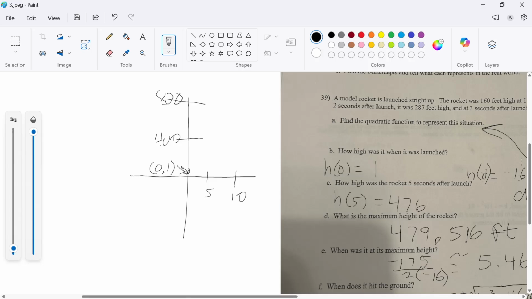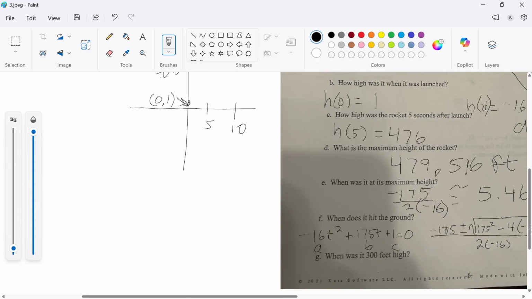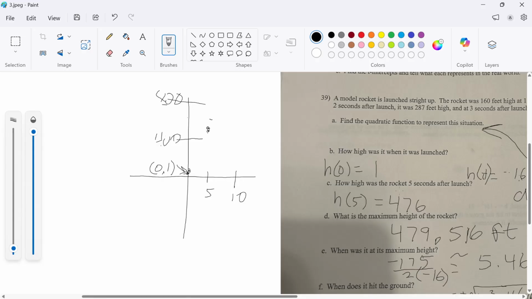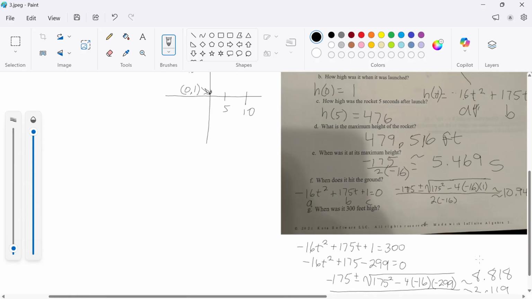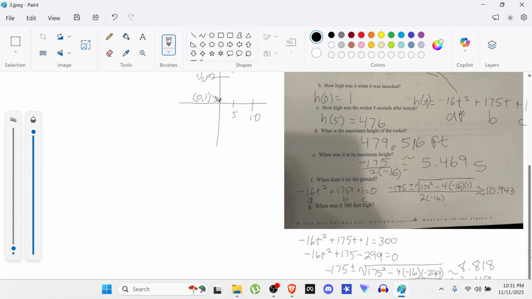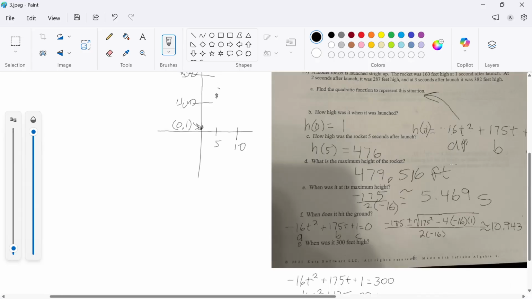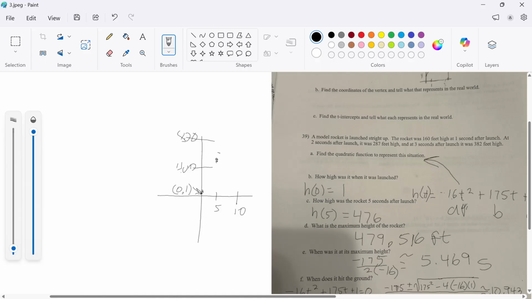And then at 5, it's at 476. That's 456, 500, 476 is somewhere around there. That's h of 5. The maximum height is at 5.46 seconds. How am I going to do that? You know, that's so close to there. And then it falls back to the ground. When does it hit the ground? And I got 10.943 seconds. So 10, this will be 15, so it's somewhere around there. So it looks like that. You know, hits the ground there.